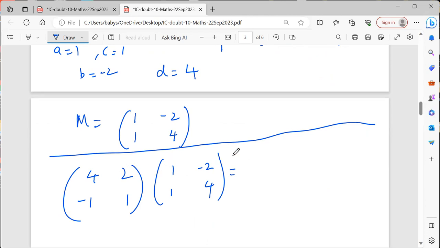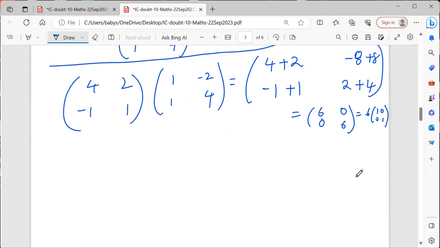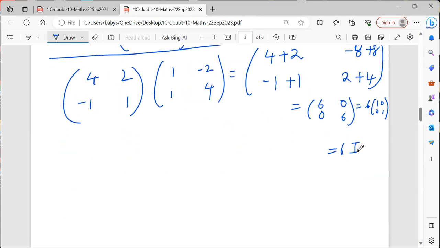4 ones are 4. 2 ones are 2. Minus 4 into minus 2 is 8, and 4 into 2 is 8. Minus 1 plus 1 is 0. And minus into minus, 2 ones are 2, and 4 ones are 4. So it gives me 6, and minus 8 plus 8 is 0, minus 1 plus 1 is 0, and 6. I can take out 6 common: 1, 0, 0, 1. That is equal to 6 into I, which is the identity matrix of order 2.